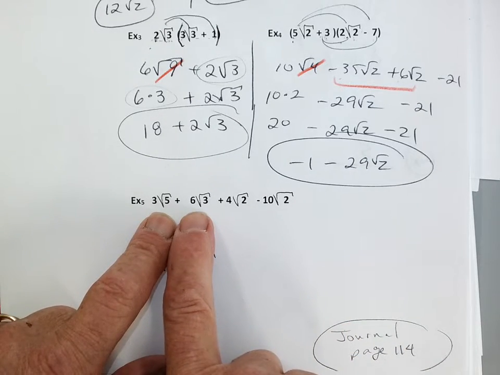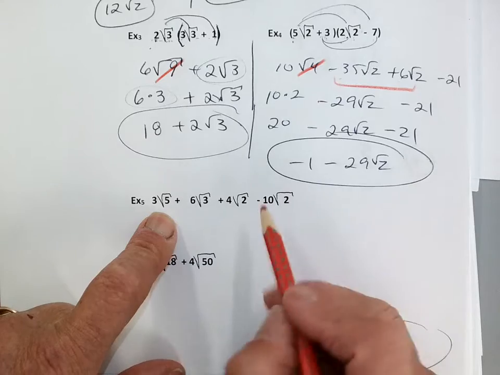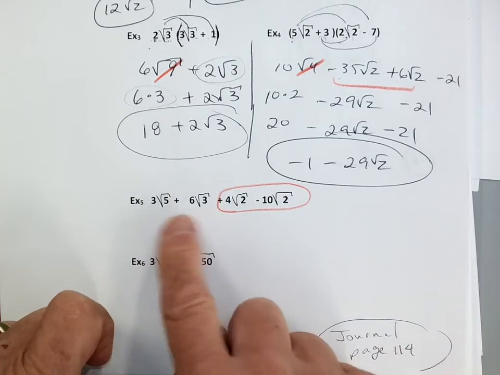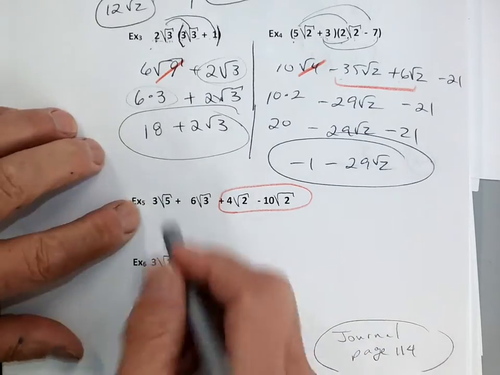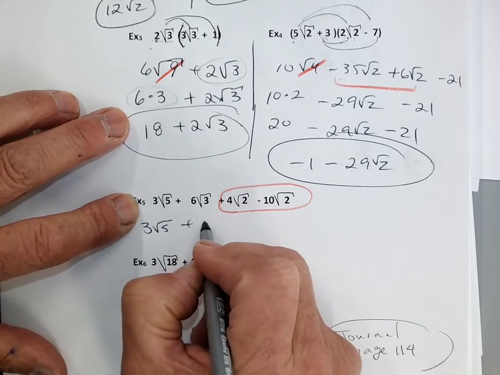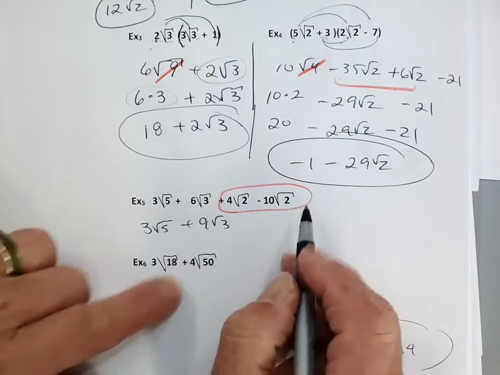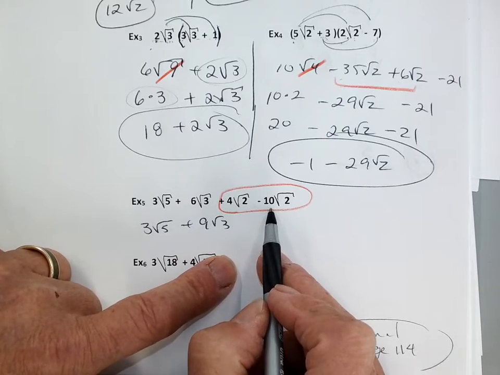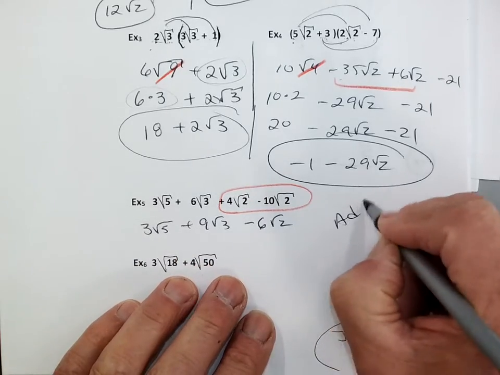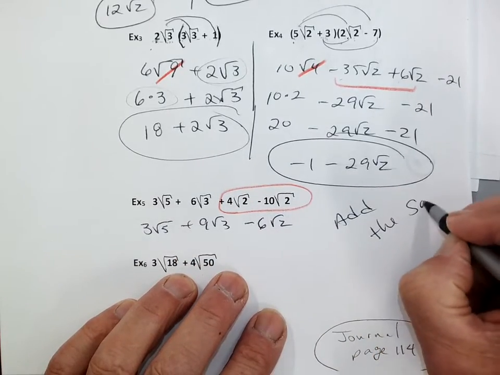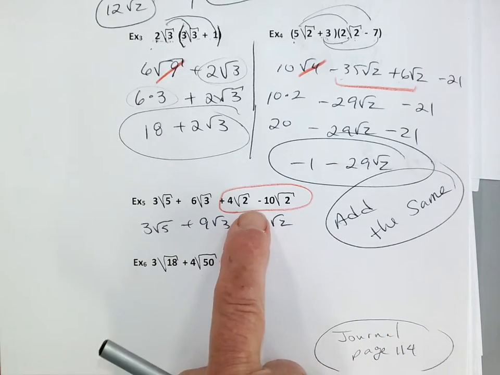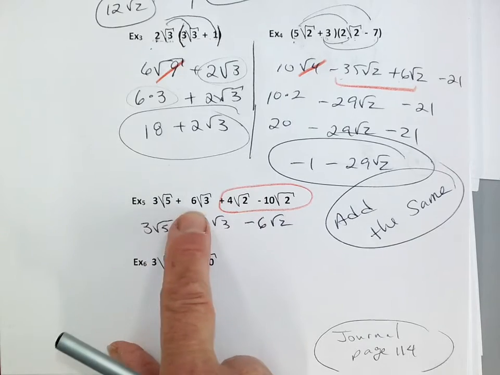So we're going to add. Let's see, what can we add? Well, we can add these two only because those are the same. These two are not the same, so we cannot add them. So I'm just going to bring them down. I'm going to go 3 square root of 5 plus a 9 square root of 3. And then 4 square root of 2 minus 10 square root of 3 makes a negative 6 square root of 2. So you can only add the same square roots. You can only add the same. So I could add those two. Actually, I subtracted them. But you can't add those at all.